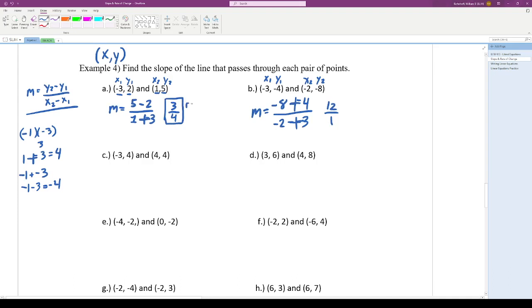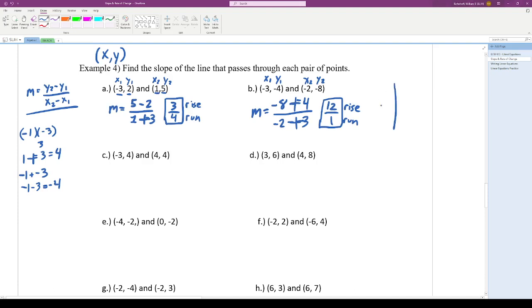Remember, if we relate that to our graph, that's our rise over our run. So every time we go to a new step, we go up 3 over 4. Here, our slope is 12, and again, this is our rise and our run. So we're going up 12 every time we go over 1. So this line is much, much steeper than this line.